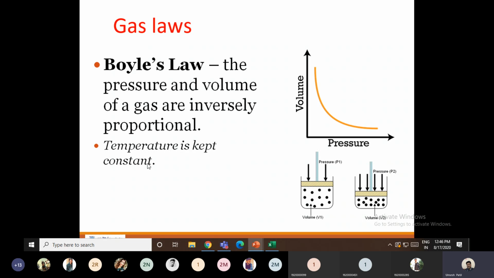What is the name of the constant temperature process? Thermal process? Somebody please tell. If the temperature is kept constant, what is the name of the process? Which type of process do we get by keeping the temperature constant?